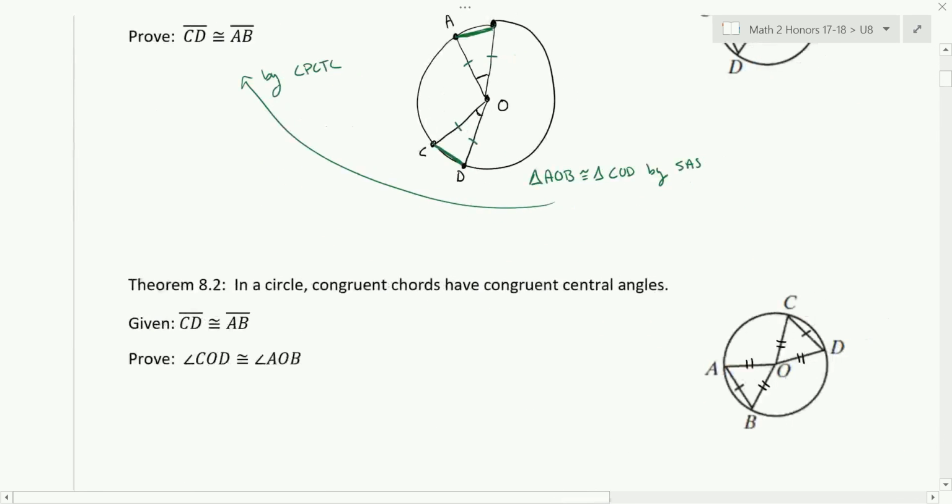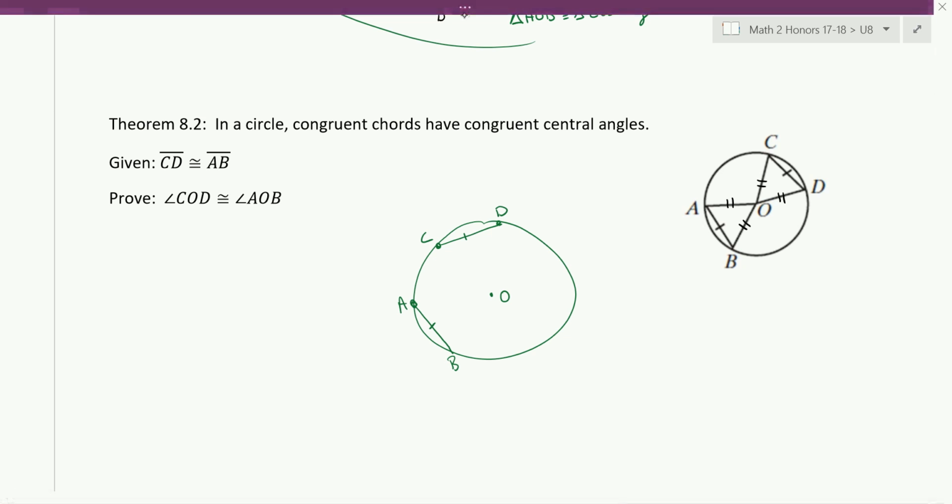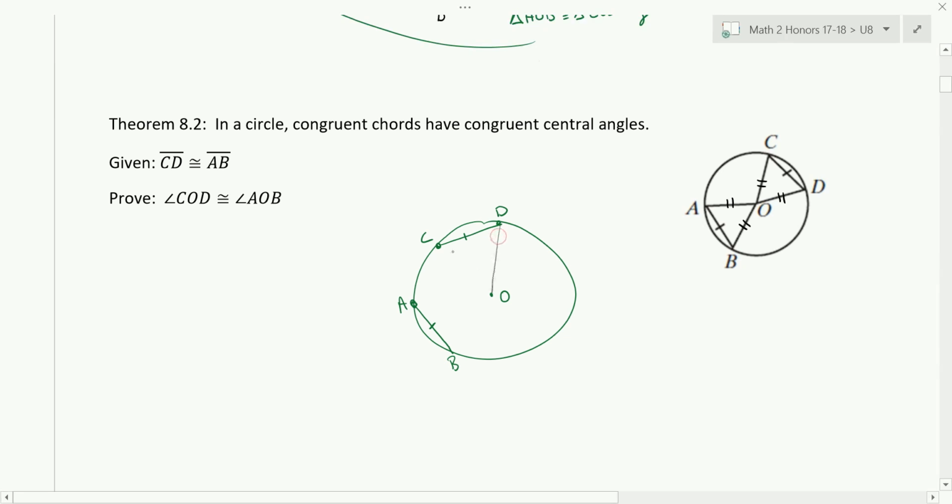The next one is the converse. If you have congruent chords, then you have congruent central angles, right? So if I start with a circle with a center O, and I have a chord over here, AB, and I have a chord, let's say up here, CD, and I tell you that those lengths are the same. That's the given. If that's true, then the central angles that intercept those chords, so this angle right here, COD, and the angle AOB, we can prove that those two angles have to be congruent.